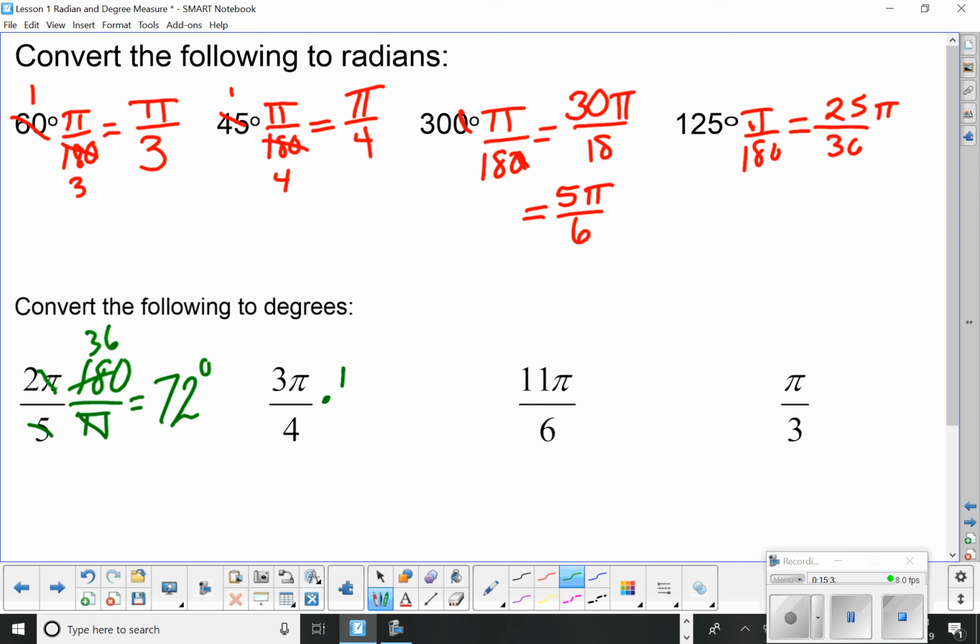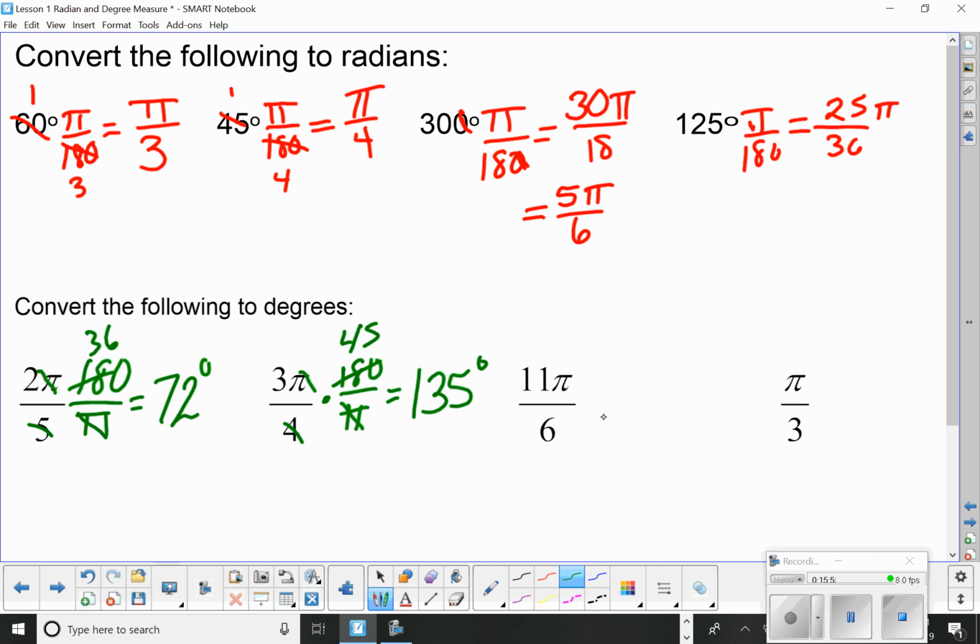Multiply this by 180 over pi. It's my conversion ratio. I'm going to degrees, so you want the degree on top. Pi's cancel. 4 goes into 180 45 times. 45 times 3 is 135.